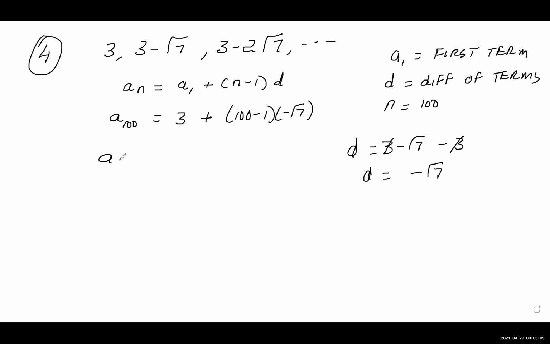All right. So the 100th term is 3 plus 100 minus 1, which is 99, times negative square root of 7. So this negative times the positive will become negative. So 3 minus 99 square root of 7 will be your answer. All right. So keep in mind a1 is your first term. d is the difference between the terms. So always take your second term and minus it with the first term. That'll give you the difference. And what are they asking you? If they're asking you for the 100th term, then that's going to be your n value. And then plug it into this formula, you'll get your answer.